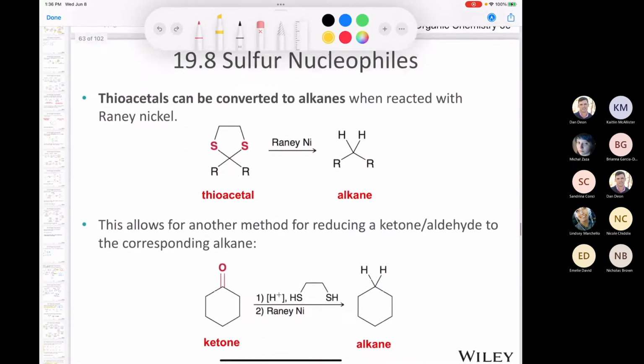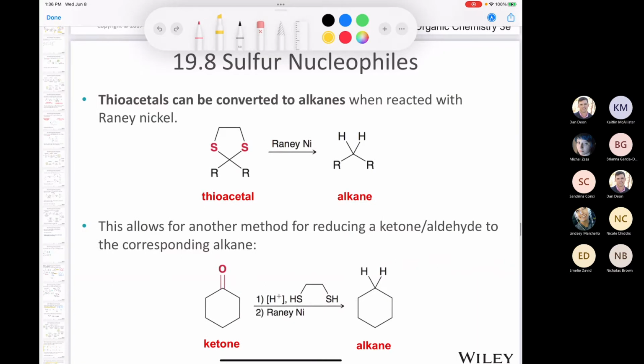I'm glad you asked, because thioacetals can be converted to alkanes. Just like we saw the Clemmensen reduction of a carbonyl or the Wolff-Kishner reduction of a carbonyl, now we have another way to reduce a carbonyl, because when you take a thioacetal and you treat it with what's called Raney nickel. Raney nickel is one of those few reagents that is common, something I've never used, at least not that I remember. It's a nickel aluminum alloy that's kind of porous, and that's how hydrogen gets absorbed on the surface of it.